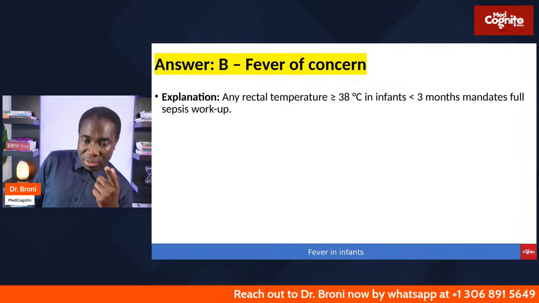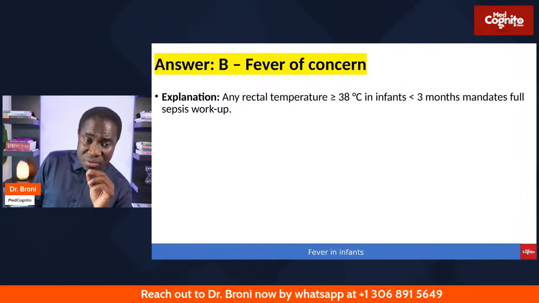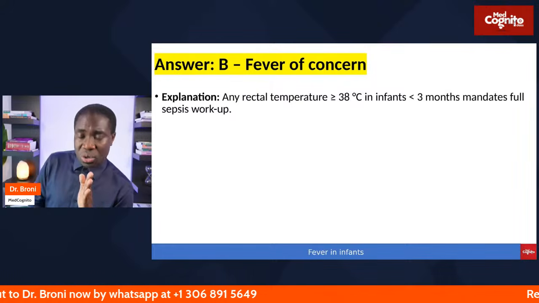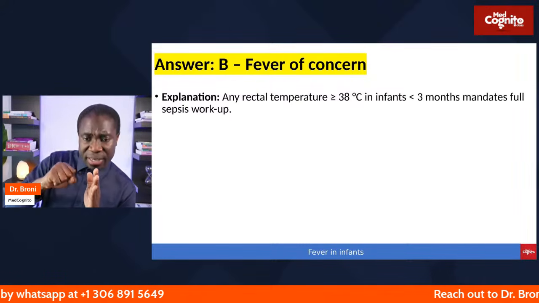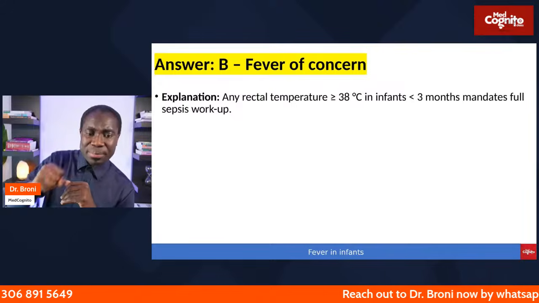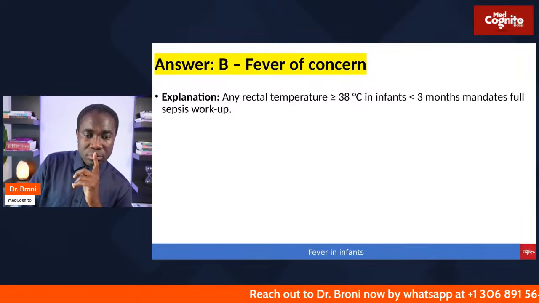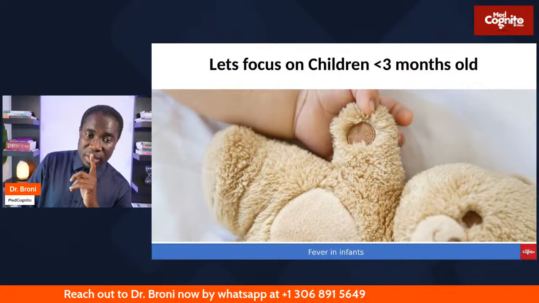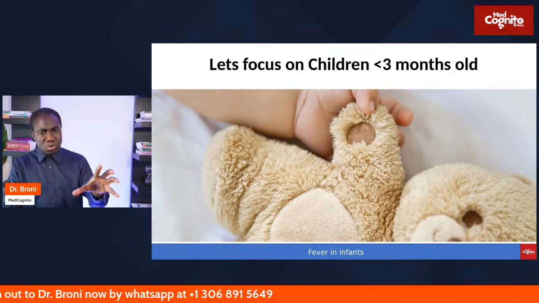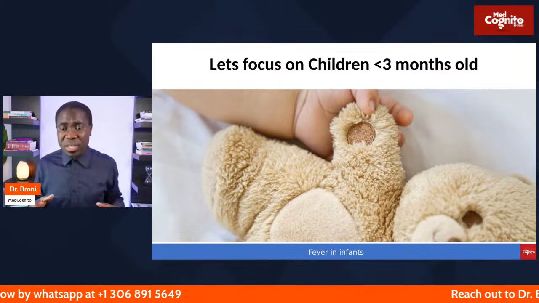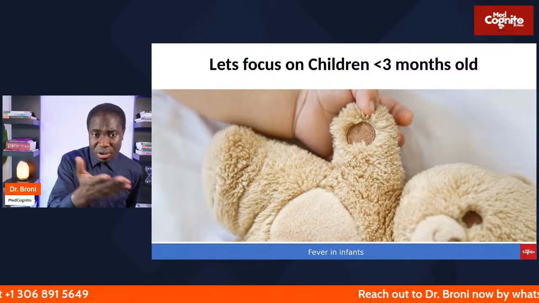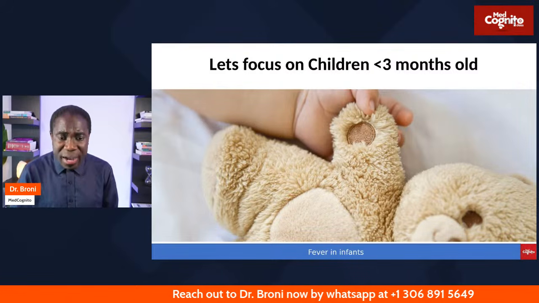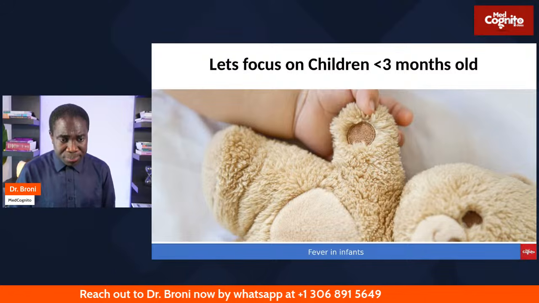Okay, now this is what you have to understand. Any rectal temperature of more than 38 degrees Celsius in infants who are less than 3 months of age mandates a full sepsis workup. Please pay attention to that. That is B, full sepsis workup. So now let's focus on children who are less than 3 months of age, which is very, very important. That was what the question was about, right? Let's focus on them. Fever in these children.